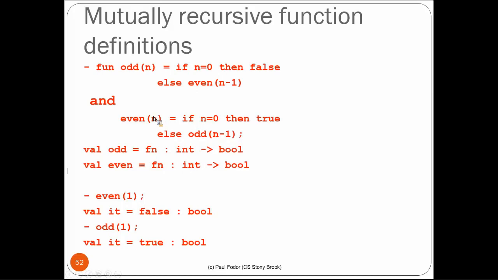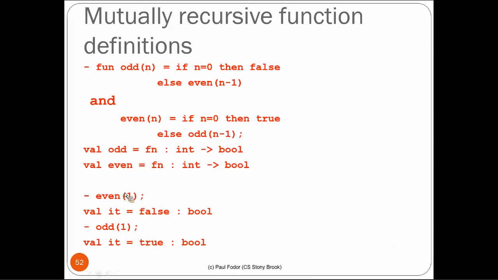Similarly, we define even. If n is 0, we return true. If n is 0, then even is true. Else, n is even if n minus 1 is odd. So the result of this definition in SML will be that both odd and even are functions from integers to Boolean. We basically have, like in the filter function, a function that returns in the codomain Boolean to basically check if the input fits a specific property of this function.